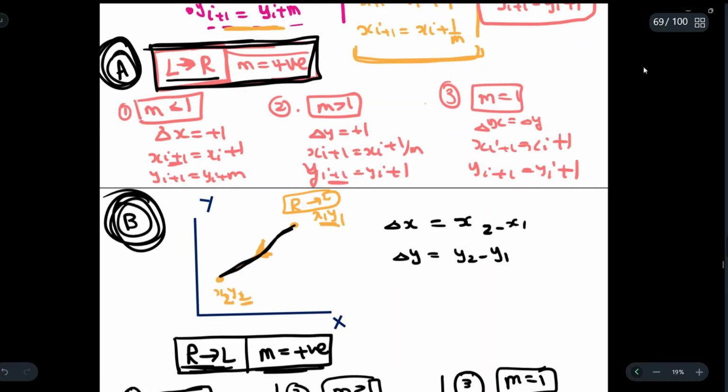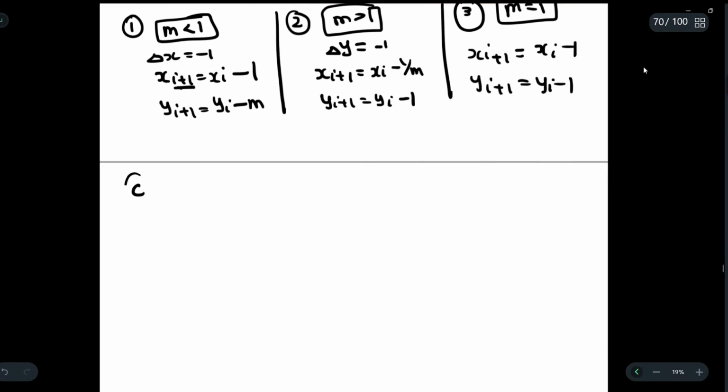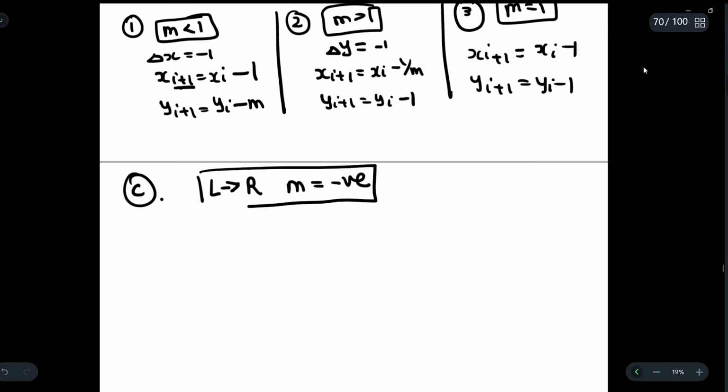Now let us move to the last scenario, the C part. In C we will be moving from left to right, but now we will be taking m as negative. This is the part that has changed. Now our coordinate axes will be y and x, but the line that we will be drawing will look like this, because now it has a negative slope.